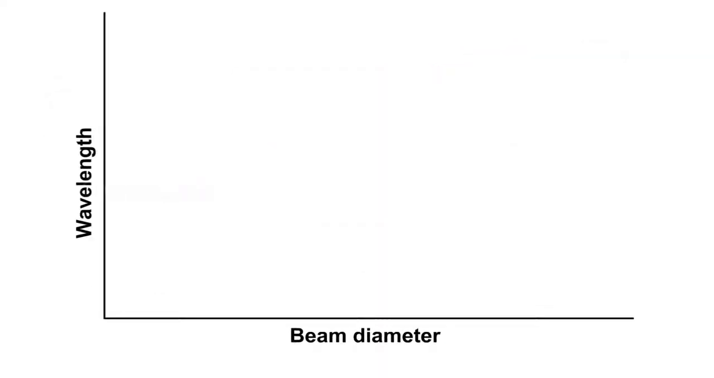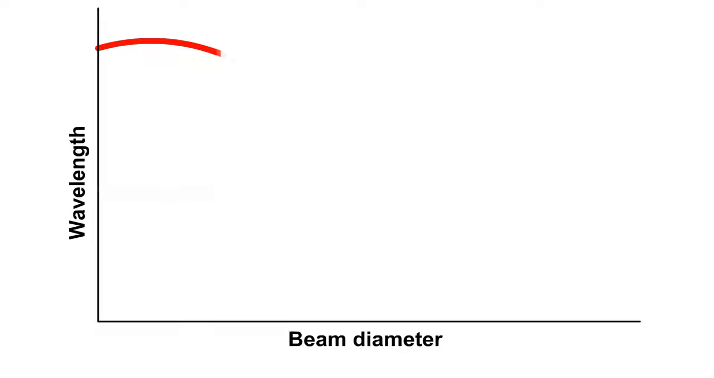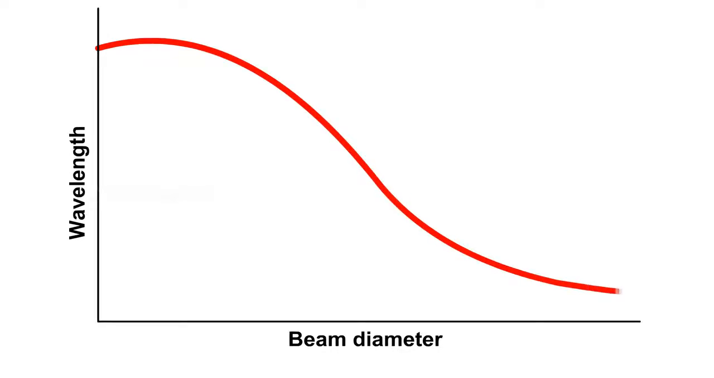Now we can observe that the divergence of a laser beam is proportional to its wavelength and inversely proportional to the diameter of the beam at its narrowest point.